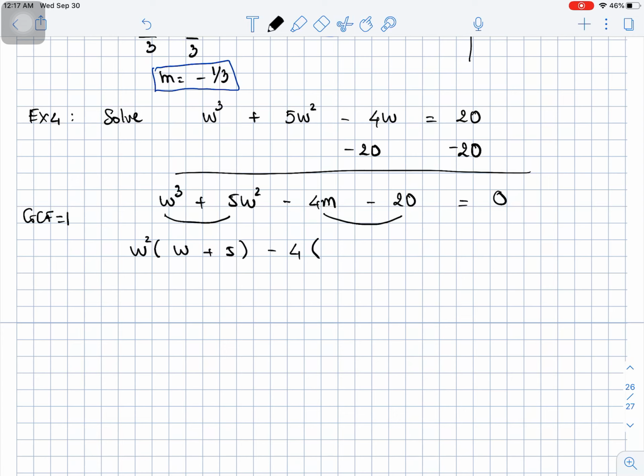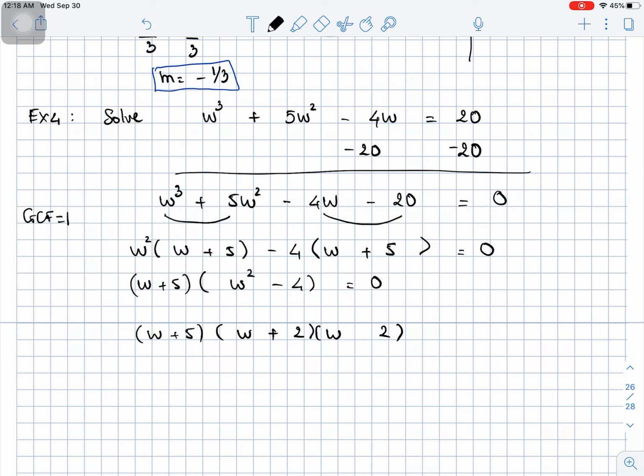We will take out the W squared, then we got W plus 5 for the first group. We will pull out the 4, then inside we got W and 5. The W will be positive and the 5 will be positive also. Now we are not having the M but the W, right? Then W plus 5 is a common factor. We continue to factor it out. We got W squared minus 4.